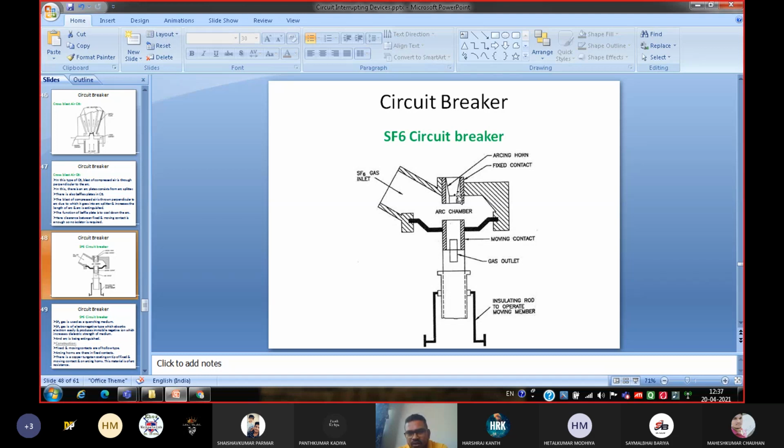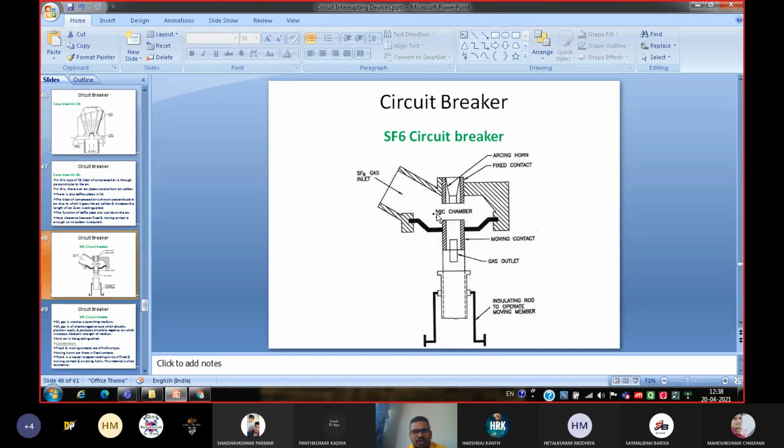With this fixed contact the arcing horns are also provided, which help to quench the arc. So this is the arcing chamber in which we have a fixed contact and moving contact. Here is the SF6 gas inlet valve. Here, which is not shown in this figure, is the SF6 gas chamber. With the help of this inlet valve, the SF6 gas goes towards the fixed contact and the moving contact.